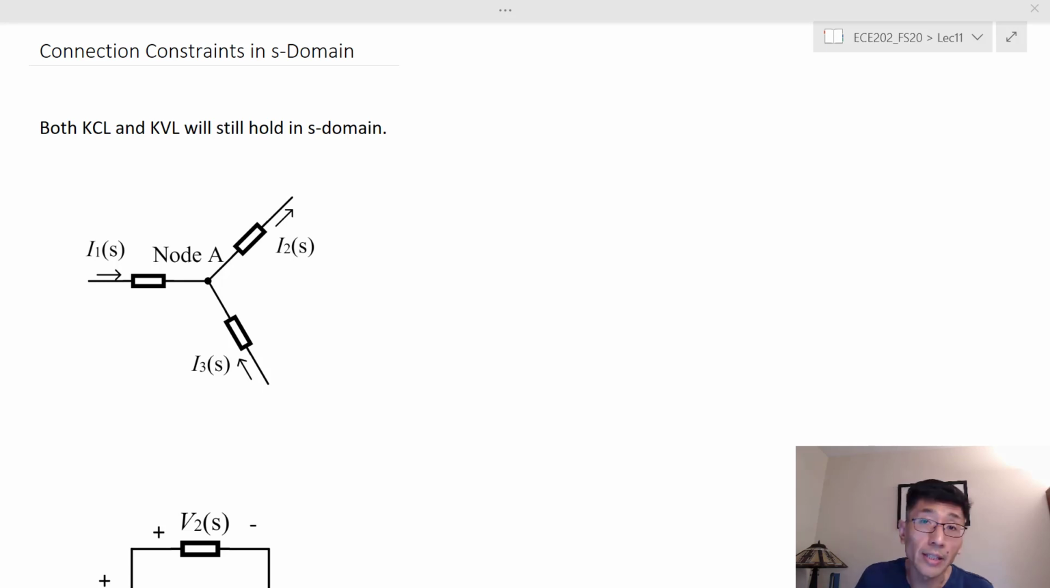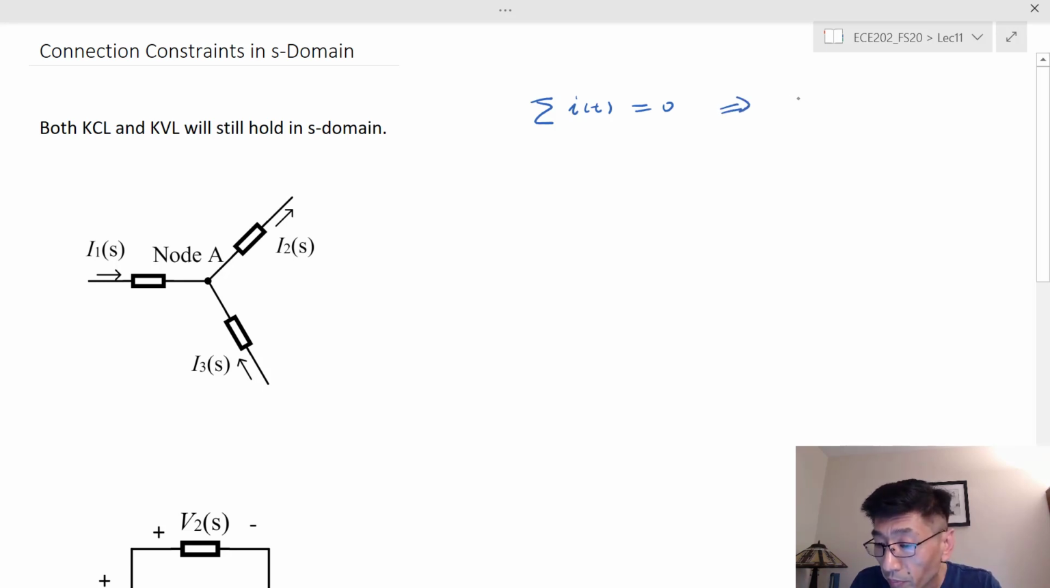Let's look at the connection constraint in S domain. For both the KCL and KVL, they will hold in S domain for sure, because in time domain you have i(t), these add up to 0, right? All the currents. And if you take a Laplace transform based on the linearity property, the sum of I sub s, I(s), should be equal to 0.